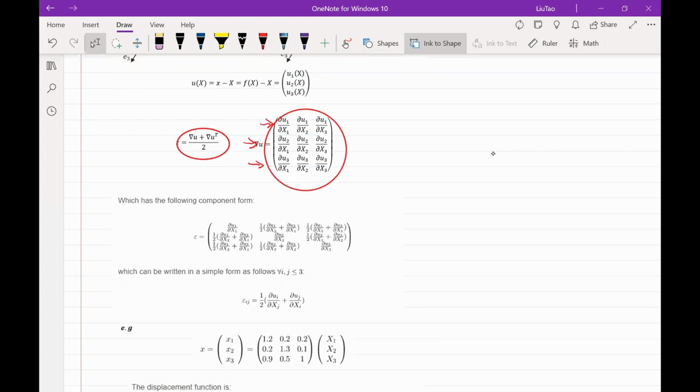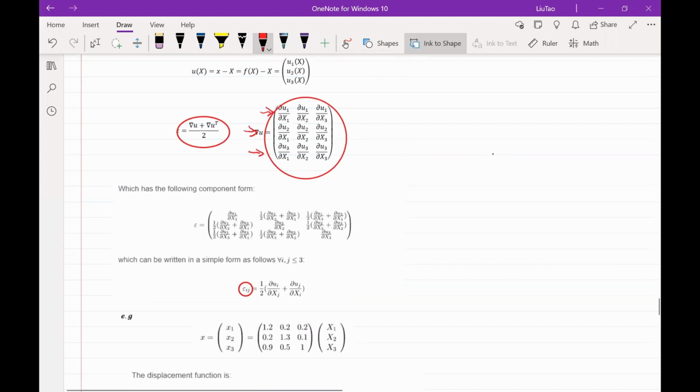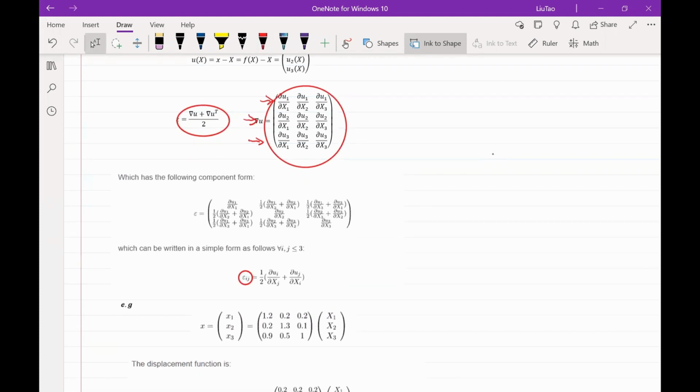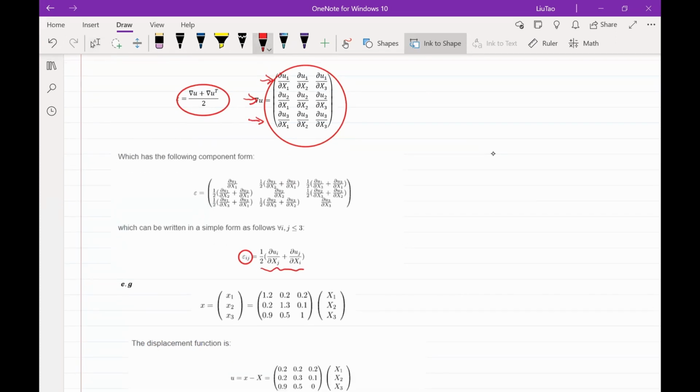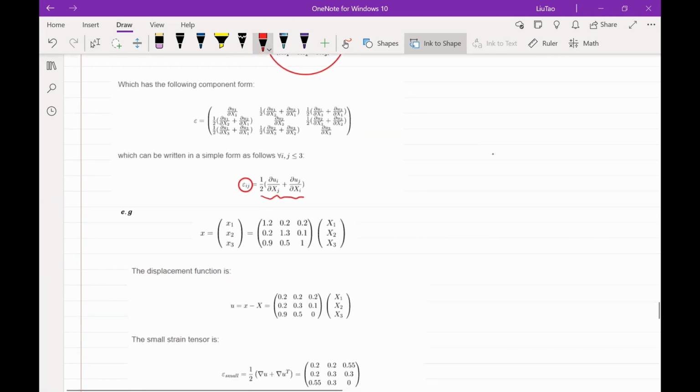And the component form of epsilon ij is equal to 1 over 2 times partial ui over partial xj plus partial uj over partial xi. So from this, we know that the strain matrix is symmetric, because if we swap i and j, epsilon ij is the same, equal to epsilon ji.